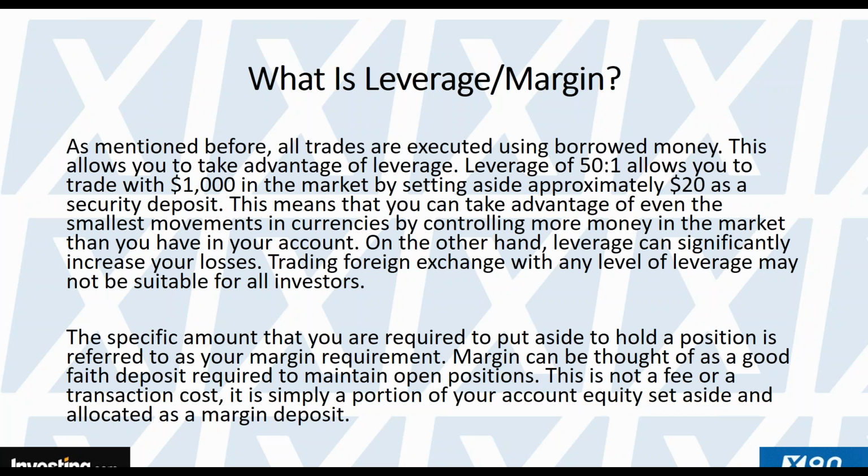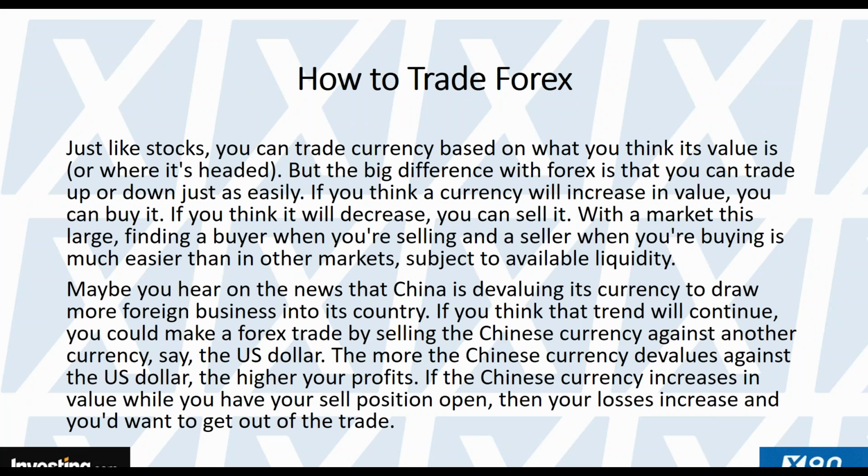What it does is allows you to possibly make a lot more money, and therefore it makes it worth getting involved in the market. So as mentioned before, all trades are executed using borrowed money. This allows you to take advantage of leverage. Leverage of 50 to 1 allows you to trade with $1,000 in the market by setting aside only $20 as a security deposit. This means that you can take advantage of even the smallest movement in currencies by controlling more money in the market than you have in your account. On the other hand, leverage can also increase your losses. Trading foreign exchange with any level of leverage may not be suitable for all investors.